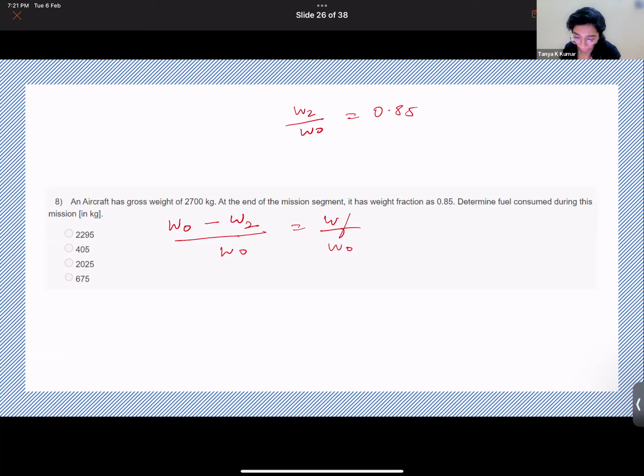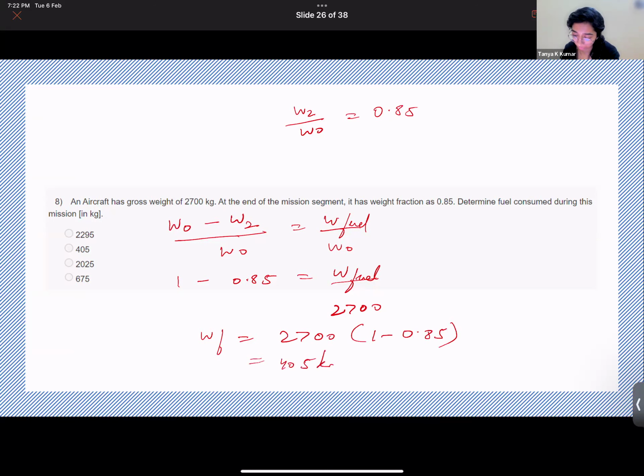So if you just simplify this, you get 1 minus 0.85 is weight of the fuel by gross weight, which is 2,700, which is 15% of the gross weight. So weight of the fuel is 2700 times (1 minus 0.85). You get 405 kgs. Is everyone else clear with this?